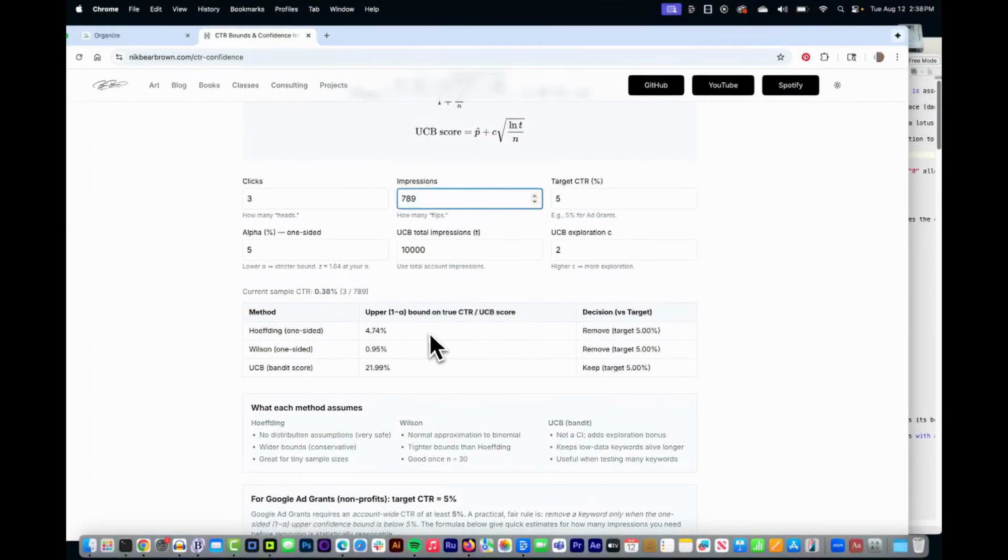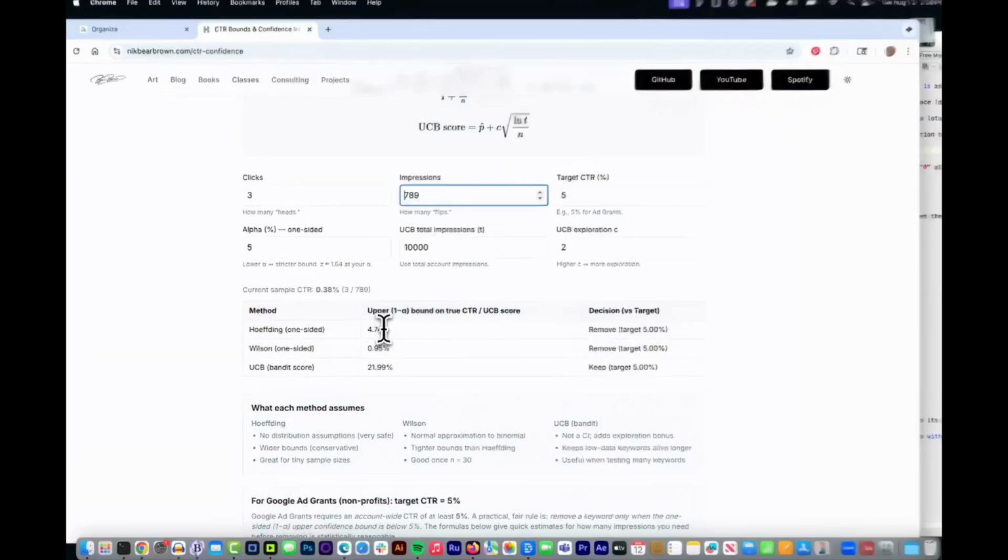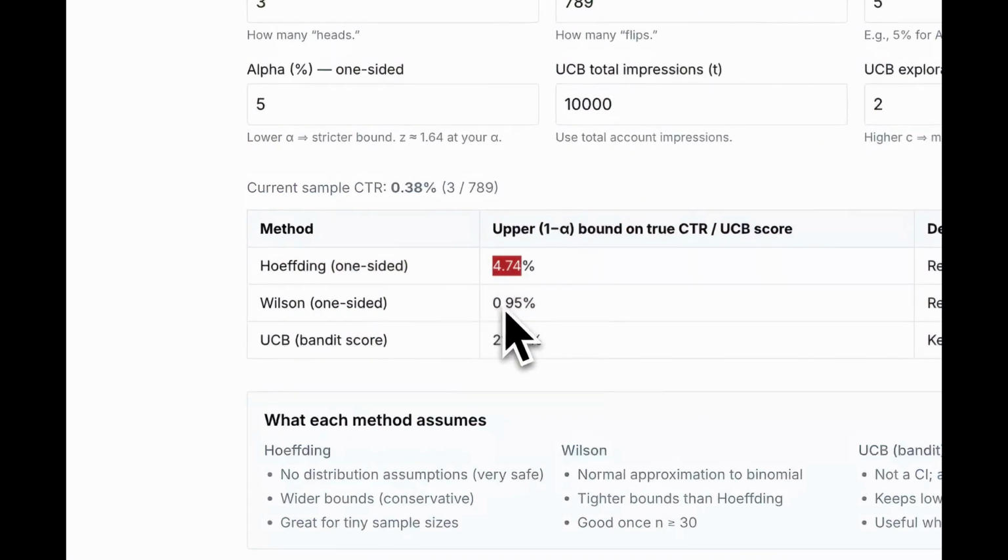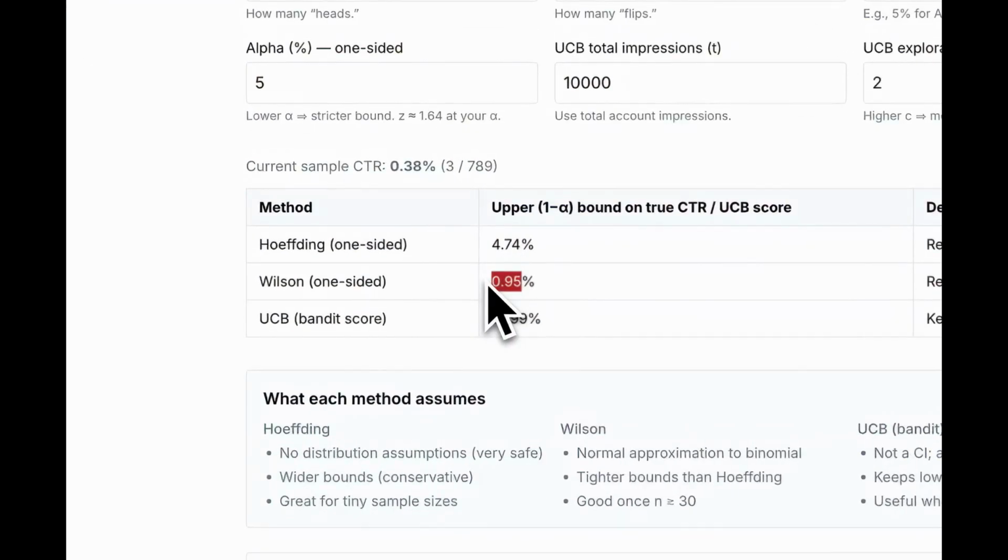So at this point, once it says remove it, because these are optimistic calculations, it's a very unlikely average. This is pretty close, but its true rate is almost certainly below this, which is the highest possible. That's the most optimistic estimate of the click-through rate. And Wilson is much more conservative. So the true click-through rate is around 1%.